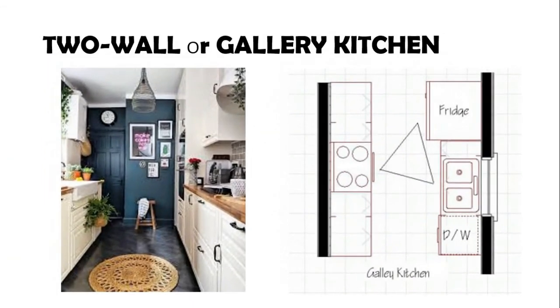Okay, next, two-wall or gallery kitchen. This offers efficiency in cooking and is often used for residential houses or establishments with long and narrow spaces or corridors. Both ends of the kitchen have a door, or one with a door and the other has a window. Refrigerator and storage area are placed next to the washing area, while the range and oven are on the opposite side of the wall. So, that is an example of a two-wall or gallery kitchen.